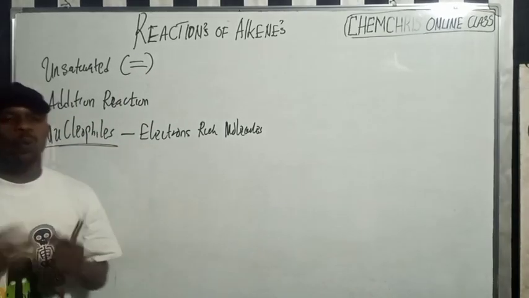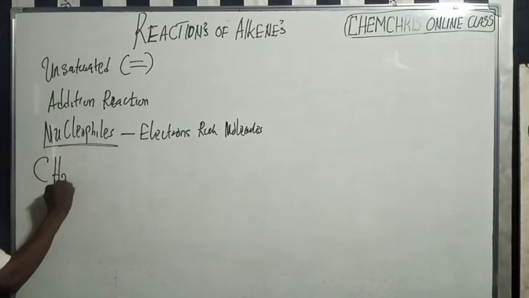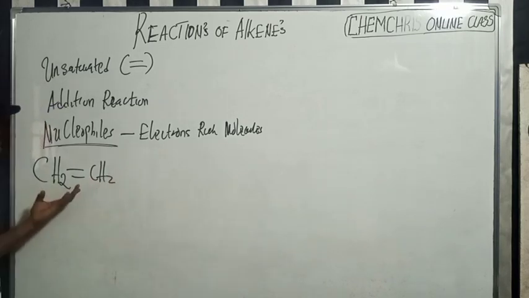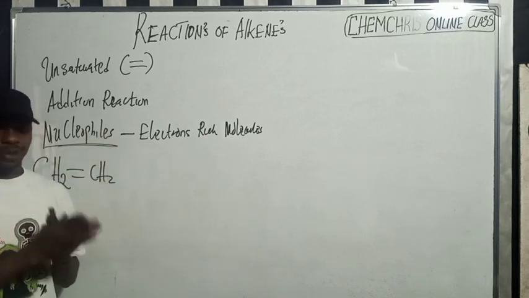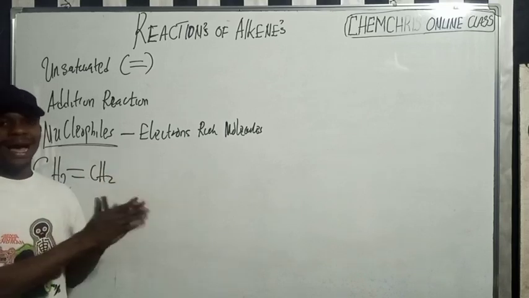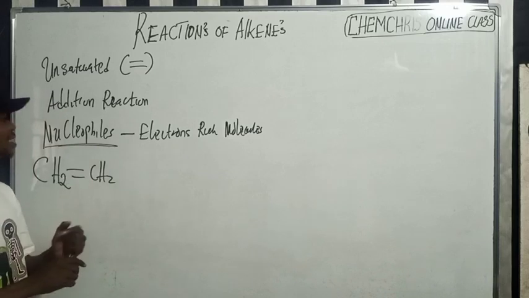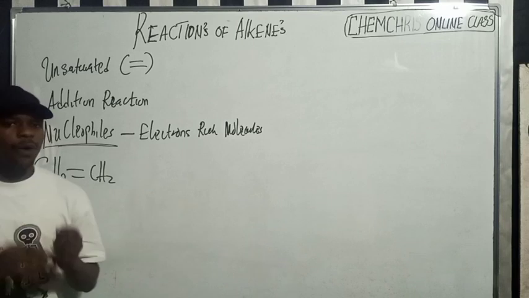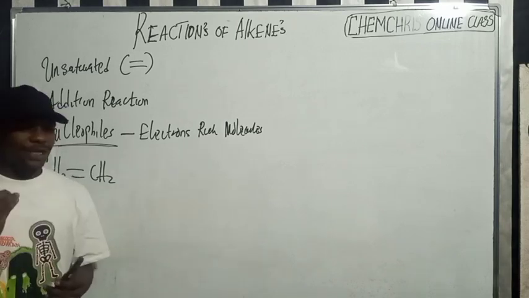So the question is, what are you adding? If the alkene, like this one here, CH2 double bond CH2, is a nucleophile, what are you going to add? You add an electrophile to it. Now for a reaction to occur, you must have an electron-rich atom and an electron-deficient atom. The electron-rich atoms are nucleophiles, while the electron-deficient atoms are called electrophiles.